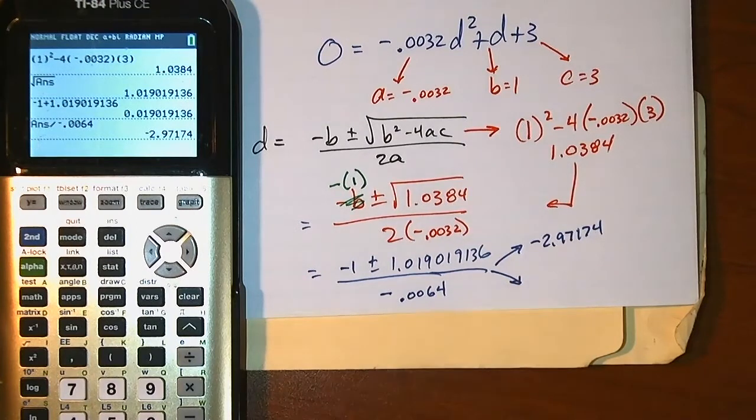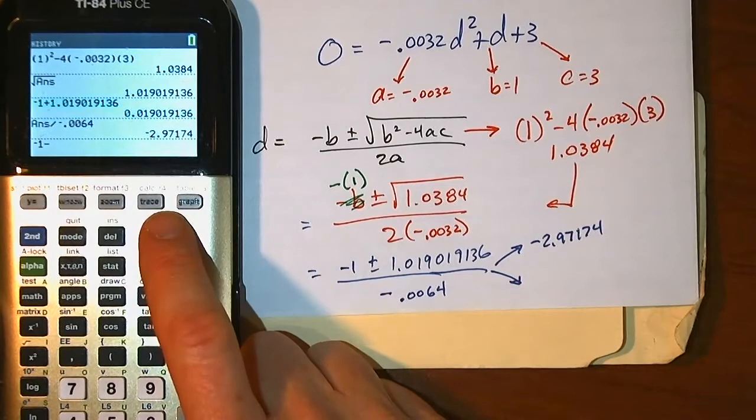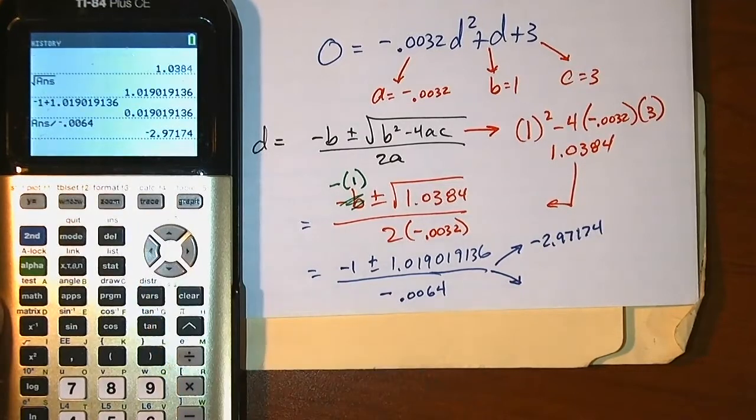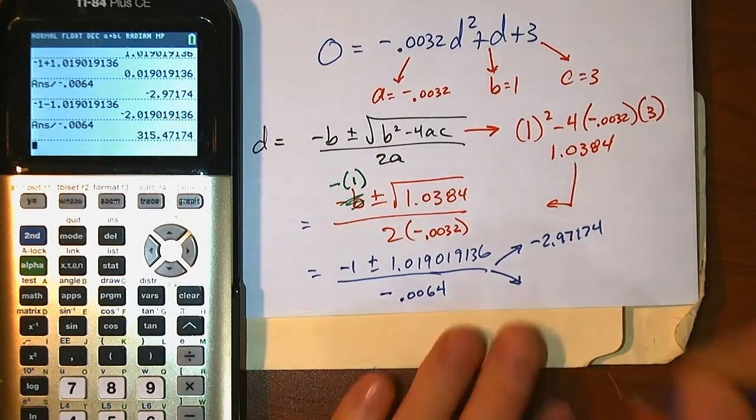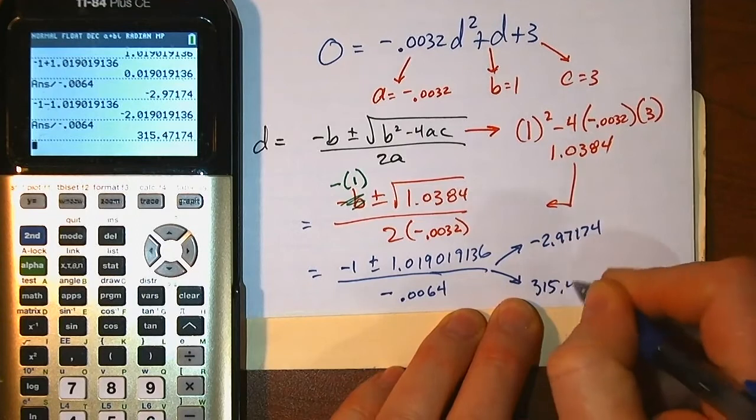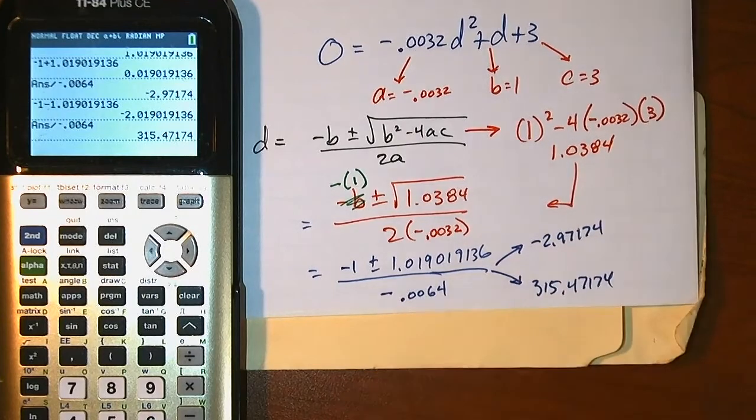For my other option, -1 minus, and again, I'm just going to use my arrow button to get that number, highlight it, push enter. And then I'm going to divide that by negative 0.0064. And I get 315.47174. Okay, so I got two answers.